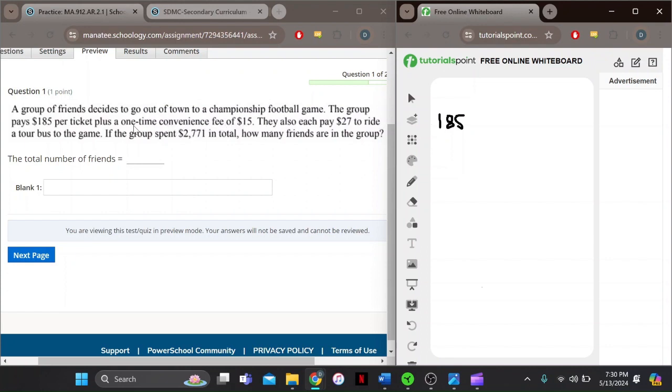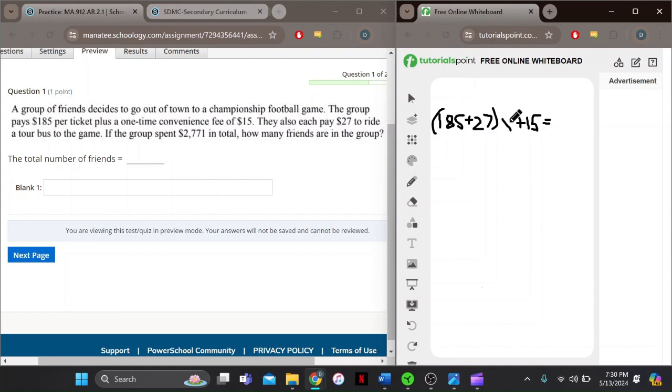And then there's a one-time convenience fee of 15. So I'm going to put plus 15 over here because we know the group is paying a one-time fee of 15. But that's not per person. That's just a one-time fee. Okay, they also each pay 27 to ride a tour bus to the game.